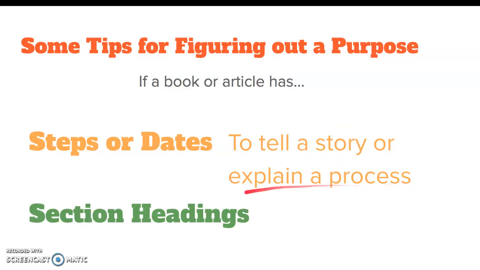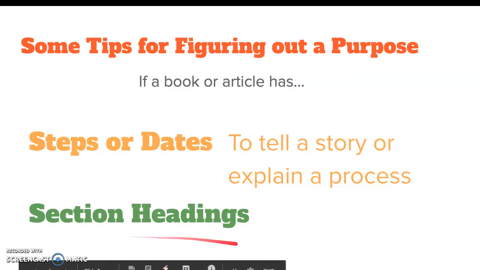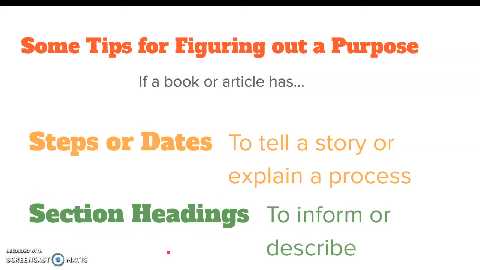Now, you might see an article or textbook that just has section headings, and that's just a fancy way of saying vocab words. So if you see, for instance, a science textbook that says plants, stars, comets for its headings, then you can guess that, okay, this is going to inform me or describe to me something about plants, stars, and comets.